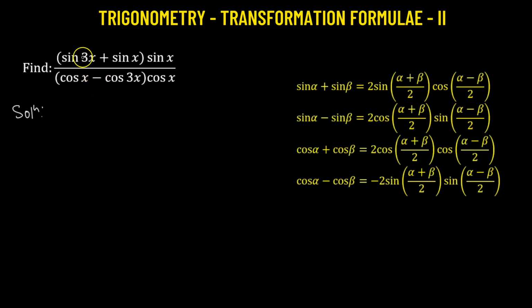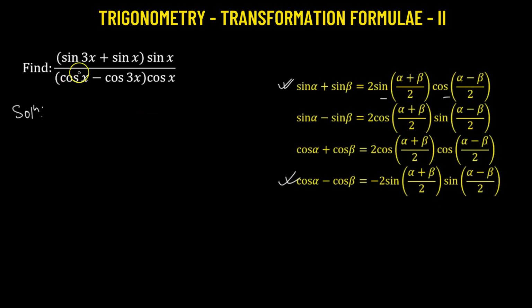Since we have the sum of two sine functions, we can use the transformation formula, sine alpha plus sine beta, which transforms into the product of a sine and a cosine function. And for the denominator, where we have cosine x minus cosine of 3x, we can use the difference of cosines formula, cosine alpha minus cosine beta, and that will transform into a product of two sine functions.